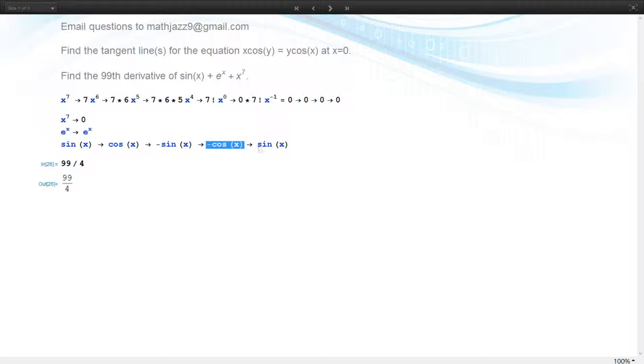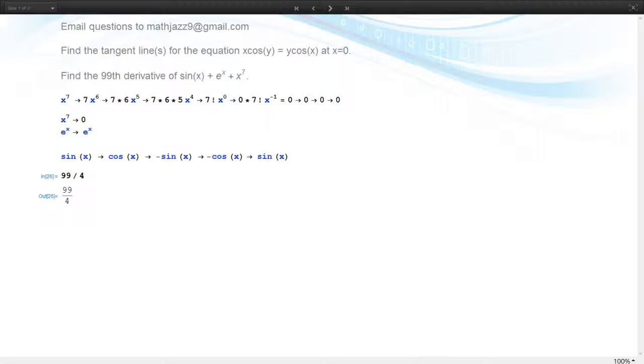If we took one more derivative, we'd get to 100, which would be 25 complete cycles ending on sine. So our answer is going to be that sine of x goes to negative cosine of x. And then we just add these three derivatives together. So negative cosine of x plus e to the x plus 0.